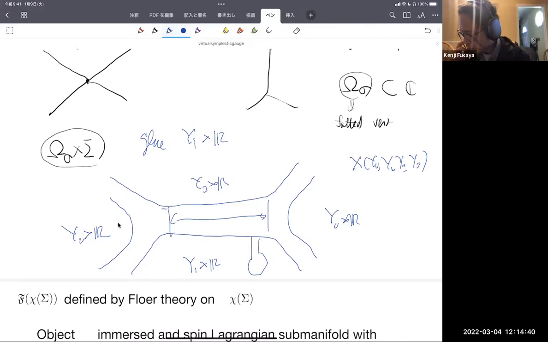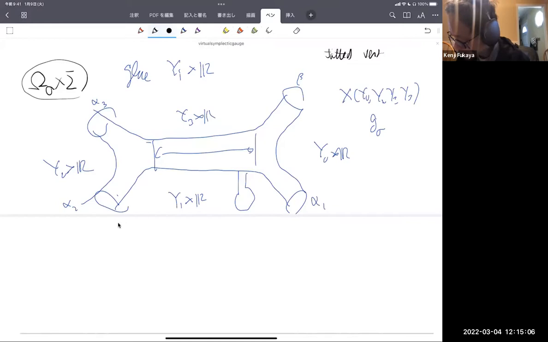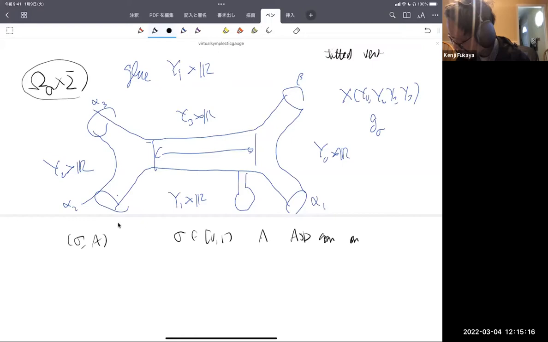So you have this family of Riemannian metrics parameterized by this element of the Stasheff cell. And you have four ends. On these four ends, we put alpha 1, alpha 2, alpha 3, and beta. And then we consider a pair of sigma and A. The sigma is in this Stasheff cell, and A is an ASD connection on G sigma. I mean, this ASD equation depends on this Riemannian metric.